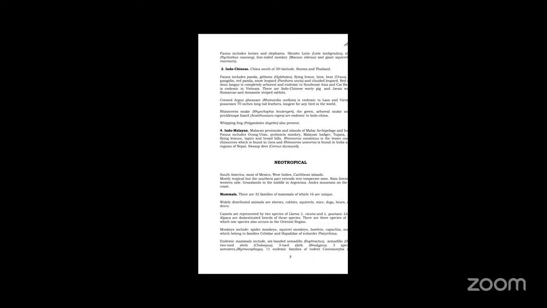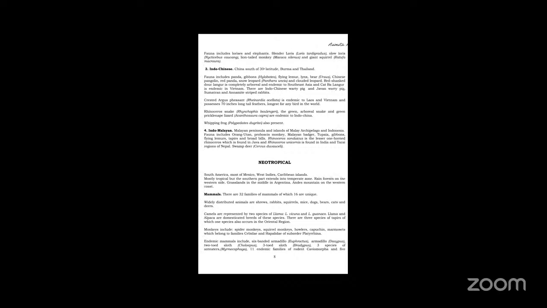The Neotropical realm includes South America, Mexico, the West Indies, as well as the Caribbean islands. Here, the climate is mostly tropical, but the southern part extends into the temperate zone. And here you have the rainforest, which is present mostly on the western side, and the grasslands are present in the middle in Argentina, and you have the Andes mountains, which are present on the western coast. So this is about the climate of the Neotropical region.